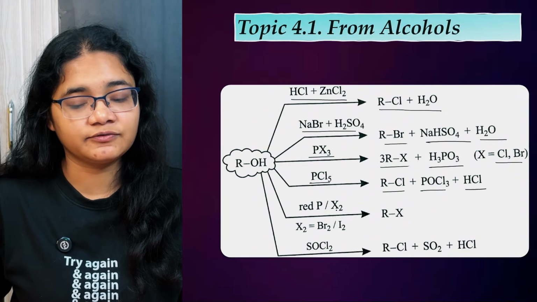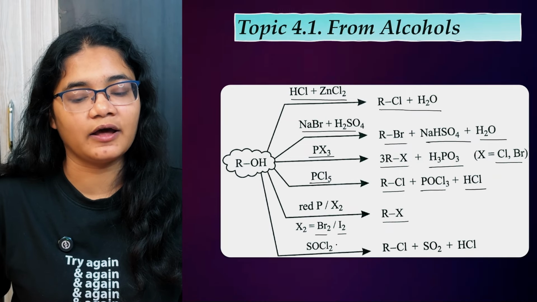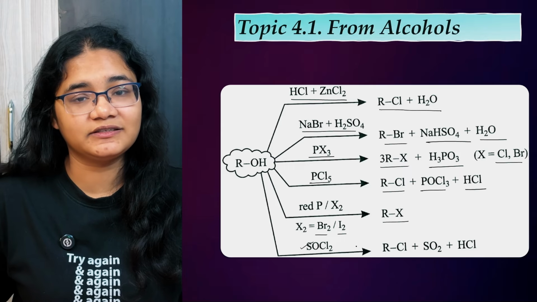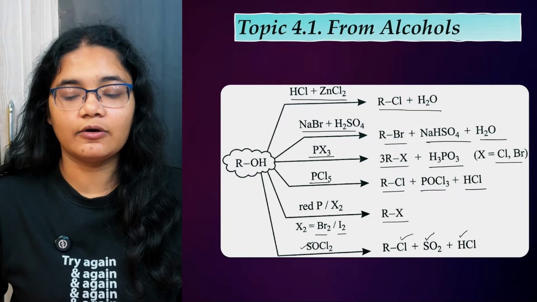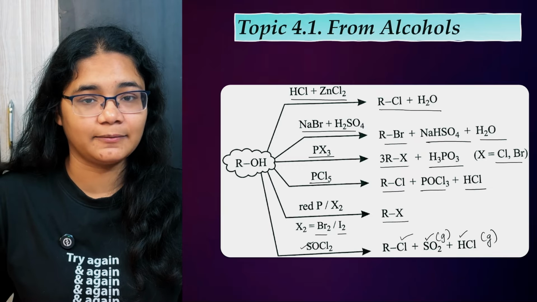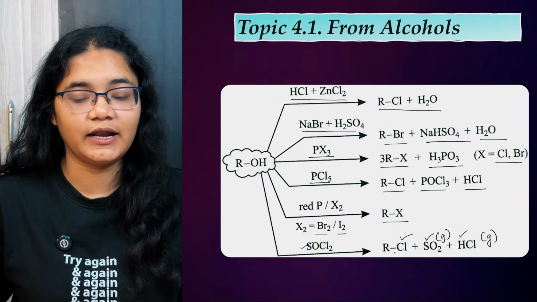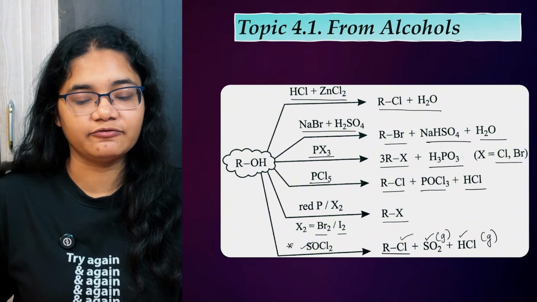Next, we have red phosphorus plus X2. Here you can use bromine or iodine to give you RX, and the SOCl2, the best method, that will give you RCl plus SO2 plus HCl. Okay, now here SO2 is a gaseous byproduct and HCl is also a gaseous byproduct. So both of them will evaporate and you will have only RCl. Okay, so that is why this is the most preferred method.